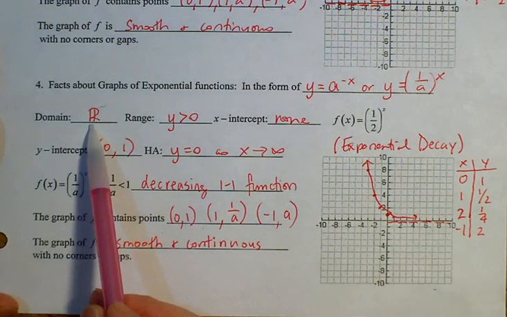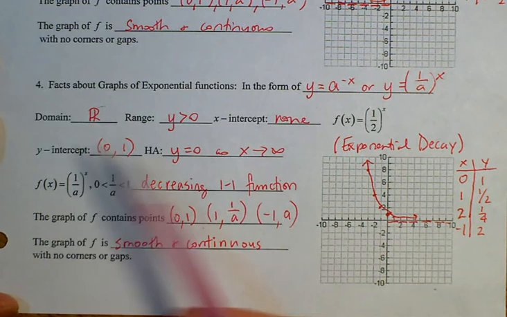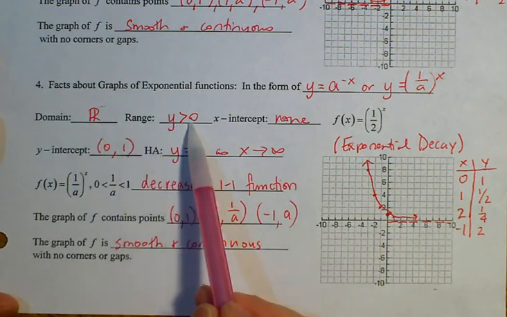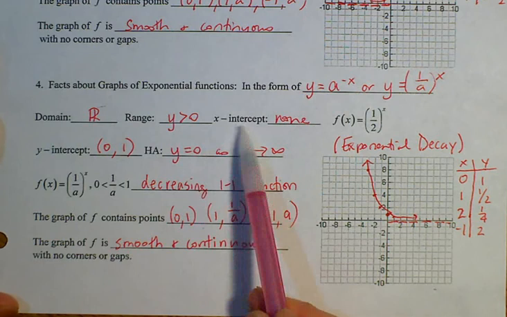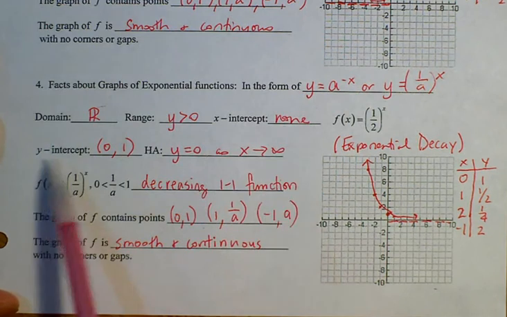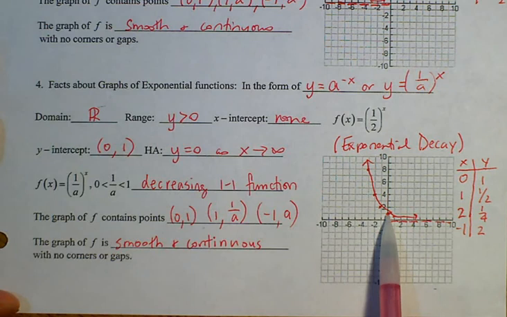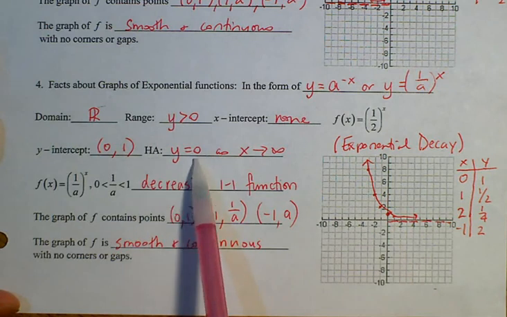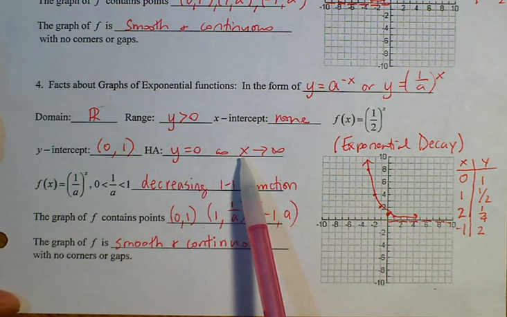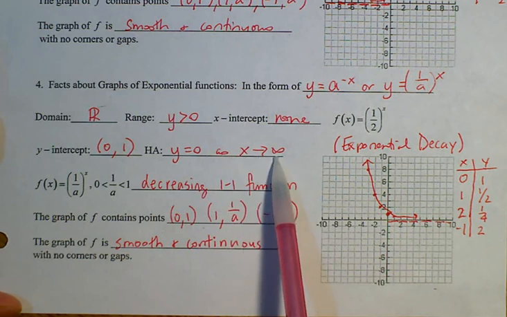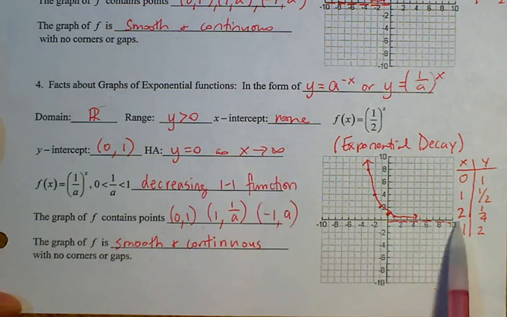Right, so the domain is all real numbers. The range is y is greater than 0, and there are no x-intercepts. The y-intercept is at 0, 1, so that's right here. And there's a horizontal asymptote, and this time it's as x gets closer to infinity, so it's along the right side right here.